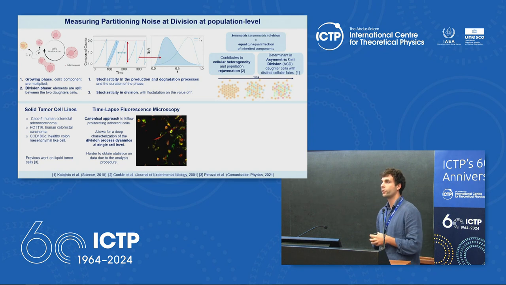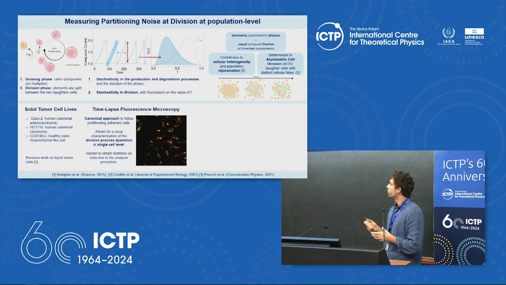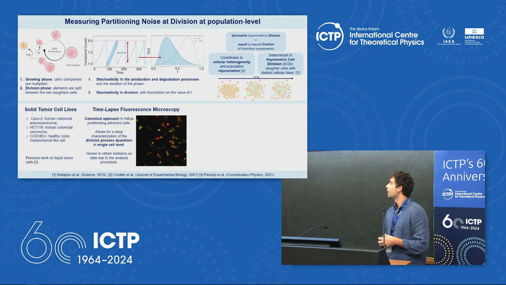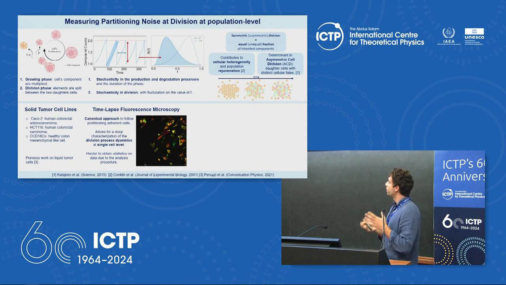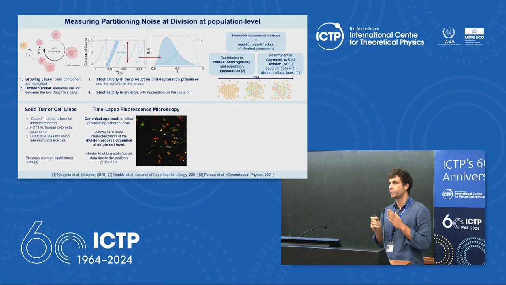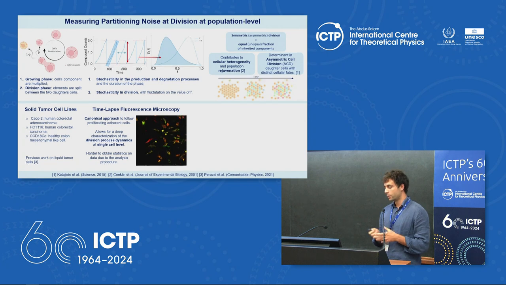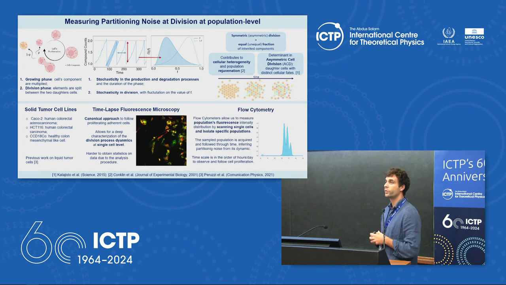The study follows the previous work of the group on liquid tumor cells, and we took the non-trivial step of working with solid tumor cells, which means cells in adhesion. Canonically, adhesion cells are followed through proliferation by time-lapse fluorescence microscopy, which allows for a deep reconstruction of the division process at the single cell level, but it's harder to obtain great statistics with this experimental procedure. So we want to propose a methodology that allows us to bridge between the single cell level and the population level, trying to understand how the partitioning distribution affects the population dynamic.